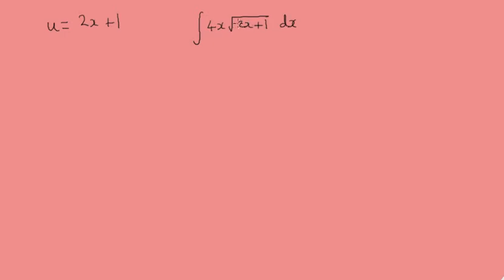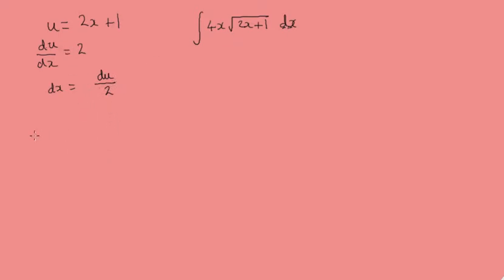Now we're going to put this into the new version, so the x's are going to be replaced by u's, but we can't differentiate with respect to x, we're going to have to differentiate with respect to u. So let's differentiate this first, and we'll get 2. So this then gives us dx equals du over 2. So we can substitute the dx for du over 2.